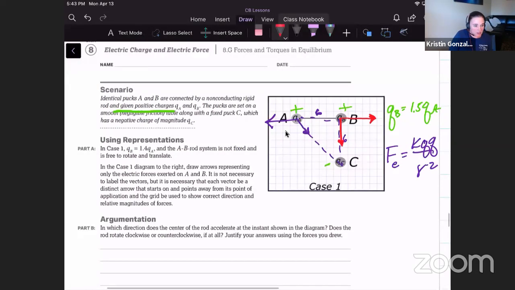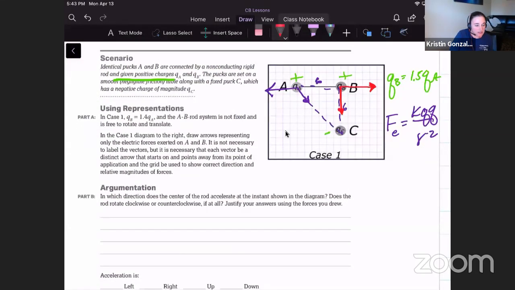So, question is, in which direction does the center of the rod accelerate at the instant shown in the diagram? Does the rod rotate clockwise or counterclockwise, if at all? And justify your answer using the forces you drew, right? So this could be something you would see on the test. You probably wouldn't have to submit and turn in your free body diagram, but you're going to have to draw these free body diagrams to be able to explain and justify your answers that you're going to be writing.